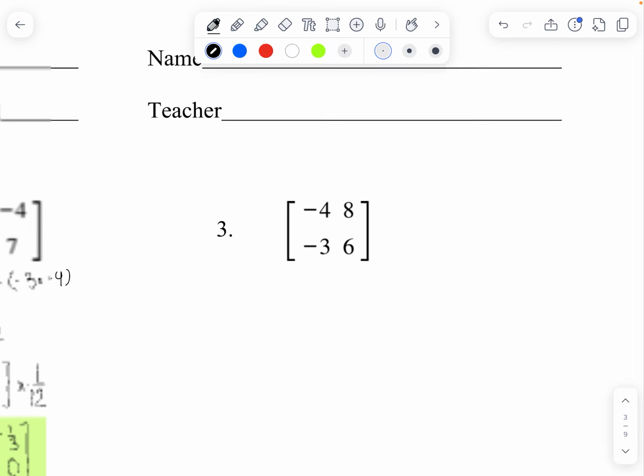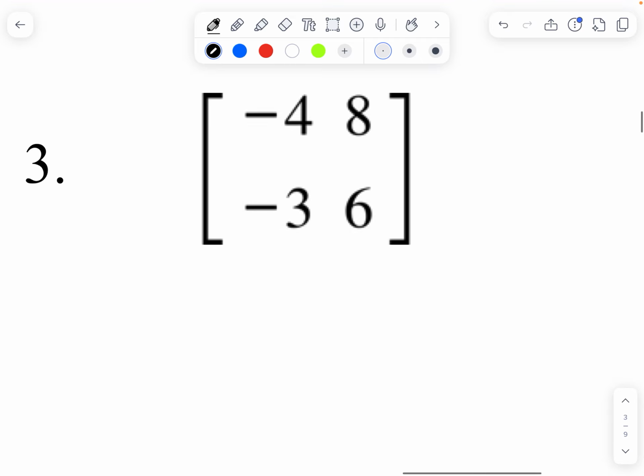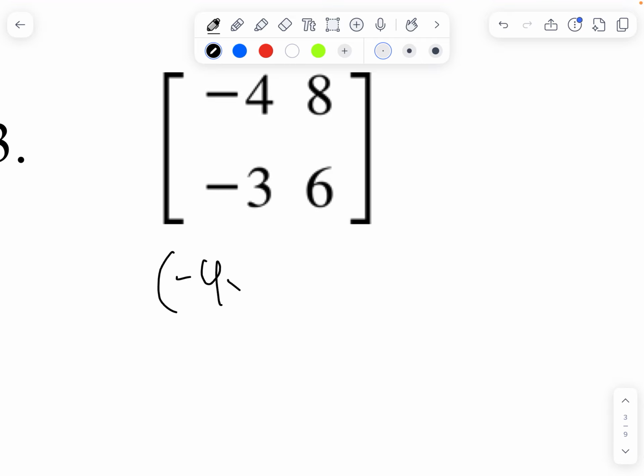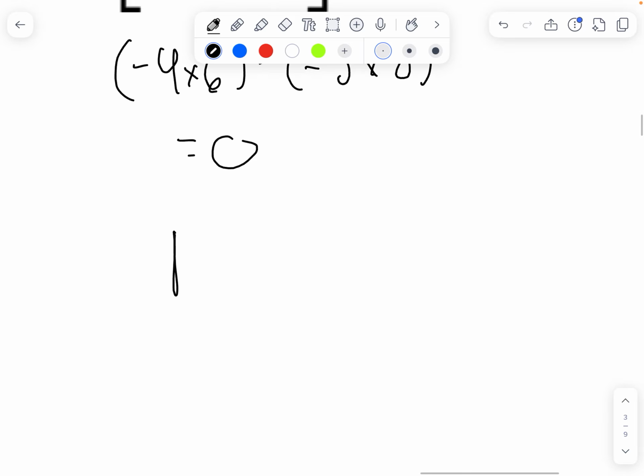Now it's time for the third question. So, negative 4 times 6 minus negative 3 times 8, which equals 0, so no inverse exists.